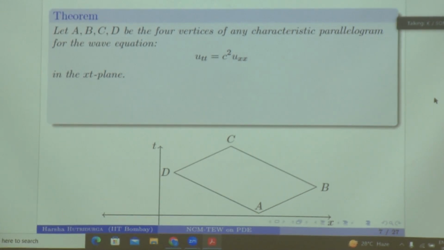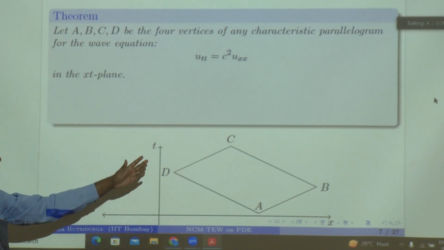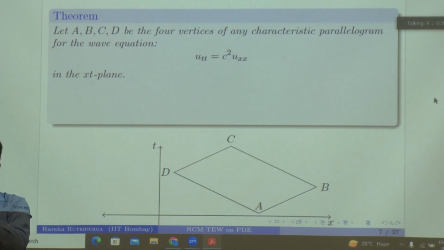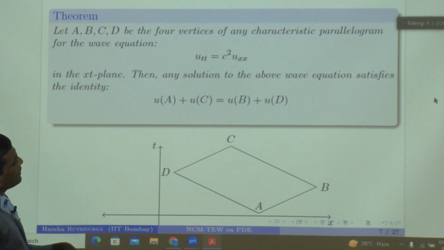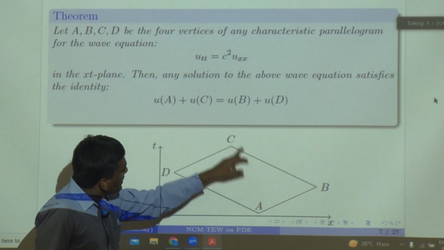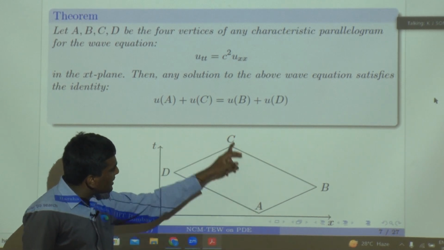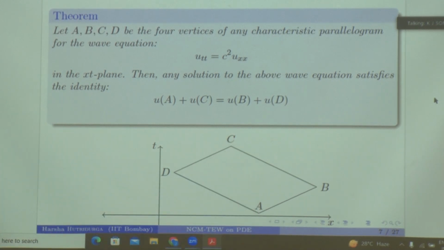Okay, so let A, B, C and D be the four vertices of any characteristic parallelogram associated with your wave equation in the xt plane. Any characteristic parallelogram you take in the xt plane, if you sum the values of your solution at the two opposite vertices, their sums are equal. This is known as the parallelogram identity. I hope this is clear.